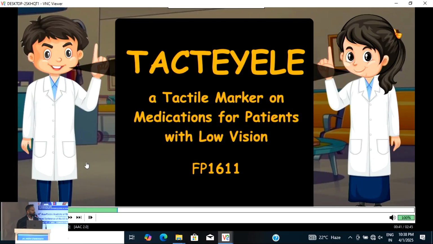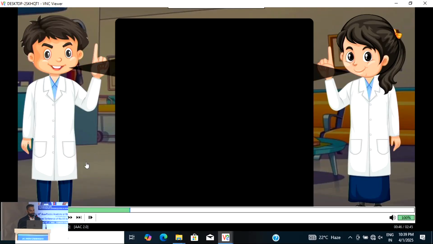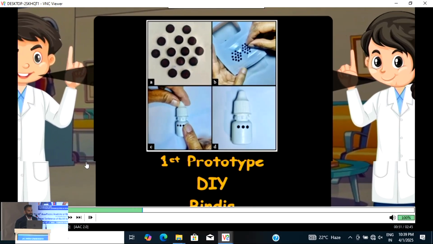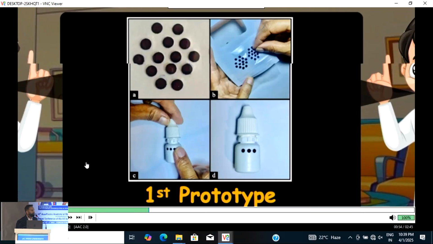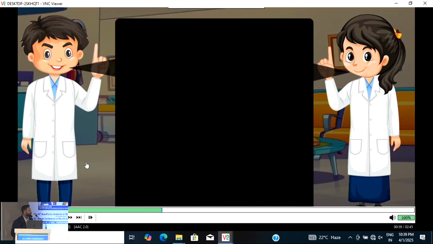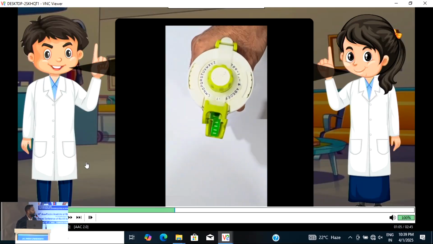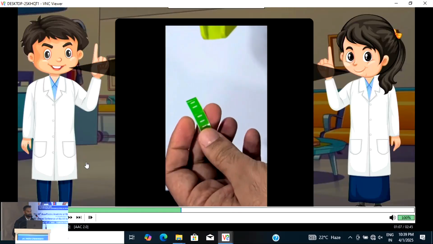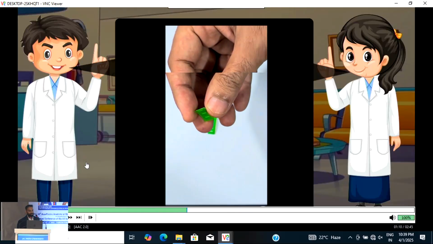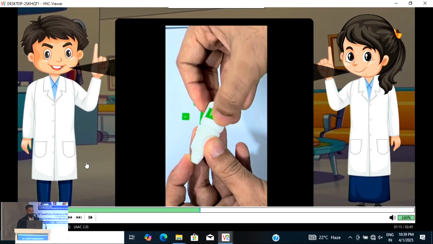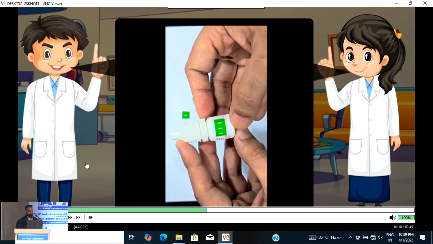Our answer to this challenge is Tactile, a simple yet effective tactile marker system. We explored 3 prototypes. Bindi markers, most affordable approach, using Indian bindis, which cost just 10 rupees per set, as tactile markers on eye drop bottles. Embossed label markers, most effective approach. A label embosser, available on Amazon for just 999 rupees. It is used to create raised numeric markers by pressing a lever with the desired alphabet or symbol. The embossed strip is then attached to the eye drop bottle, providing an easy way to identify the correct dosage.